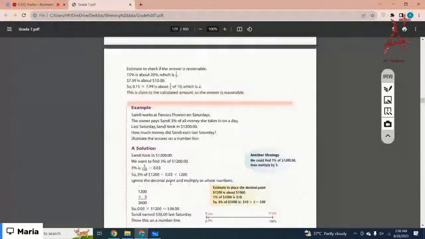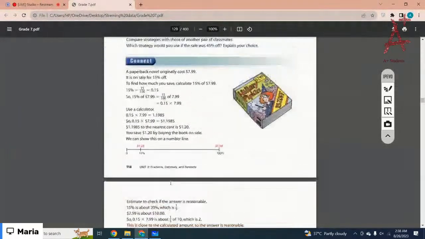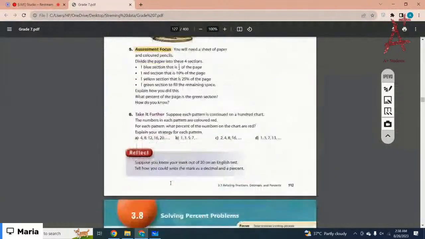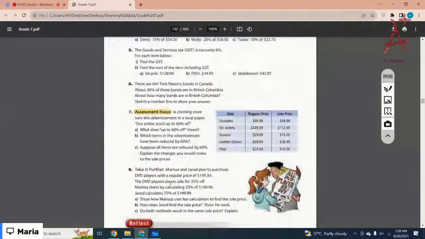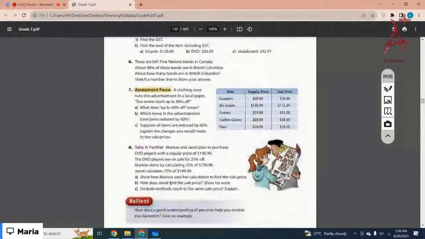Question number 6 is there are 641 First Nation bands in Canada. About 30% of these bands are in British Columbia. About how many bands are in British Columbia? Okay, you have to calculate 30% of 641, right?